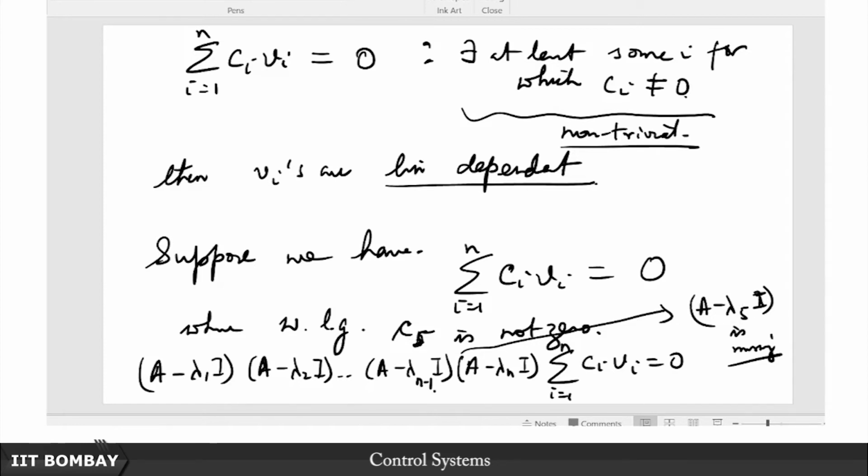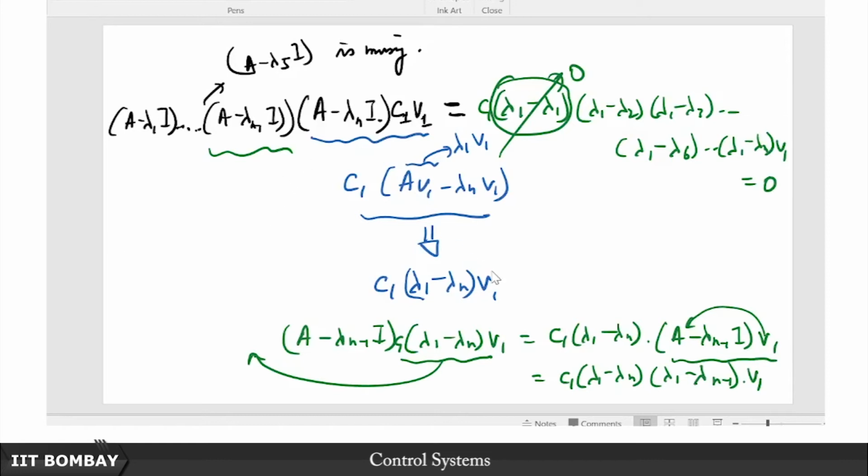So now what happens then? Similarly, what happens with C2 V2? You will see that you will eventually encounter a point where lambda 2 minus lambda 2 appears. You just replace lambda 1 with lambda 2 and you see this term will vanish. Then for C3 you replace lambda 1 with lambda 3 here, and this term will vanish. So eventually all the terms other than C5 vanish, because there is no way C5 can vanish.